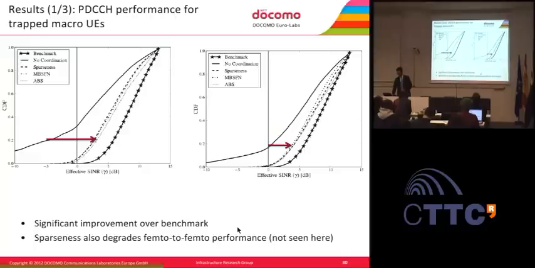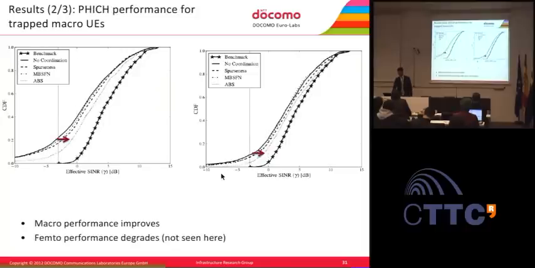Okay, but of course, as I mentioned, when you do this kind of sparseness or almost blank subframing, you will reduce the data capacity on the femto layer. That is something that we have acknowledged, but not shown in these curves. These curves only represent the performance for the trapped macro UEs in the system.